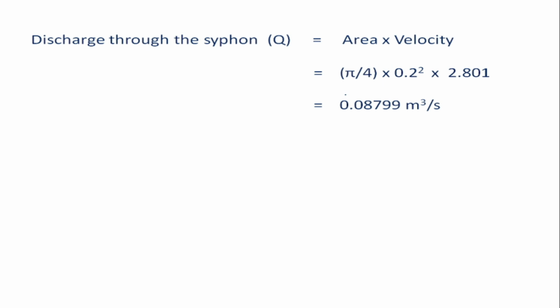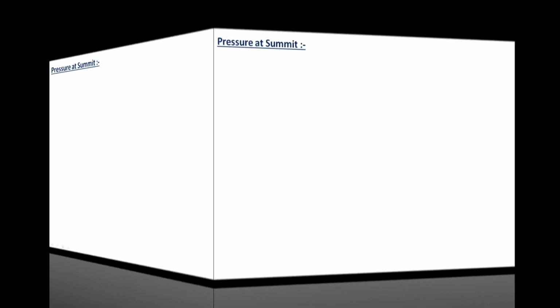Total discharge is 0.08799 meter cube per second. In liters, which is equal to 87.99 liter per second. Now calculate the pressure at the summit point.